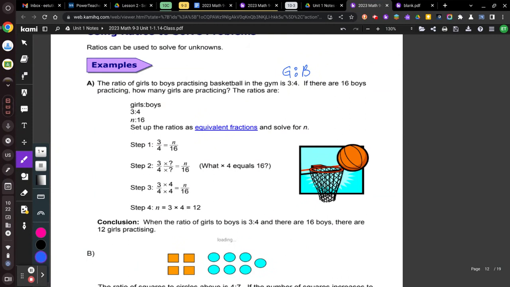So we set up a cross multiply and divide. So we set up 2 fractions. Two, cross multiply, then divide.